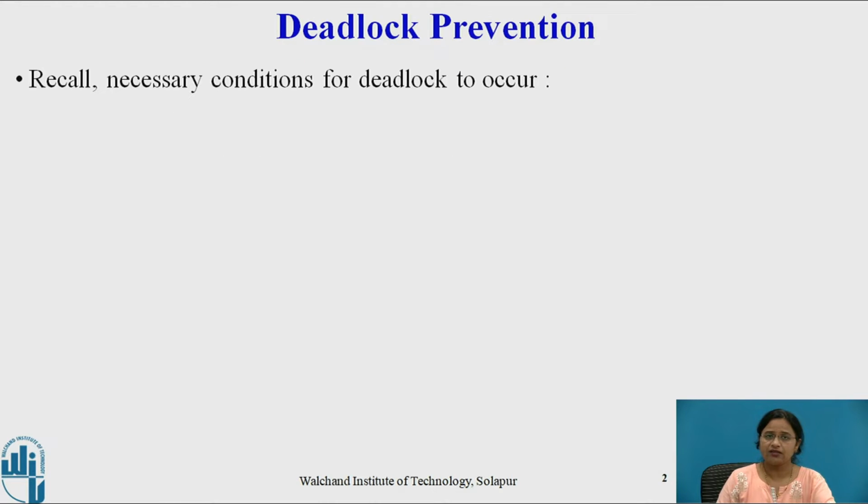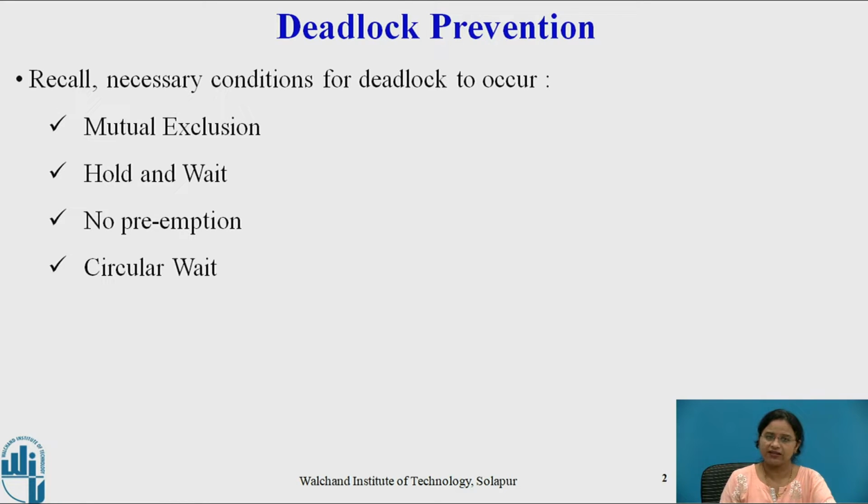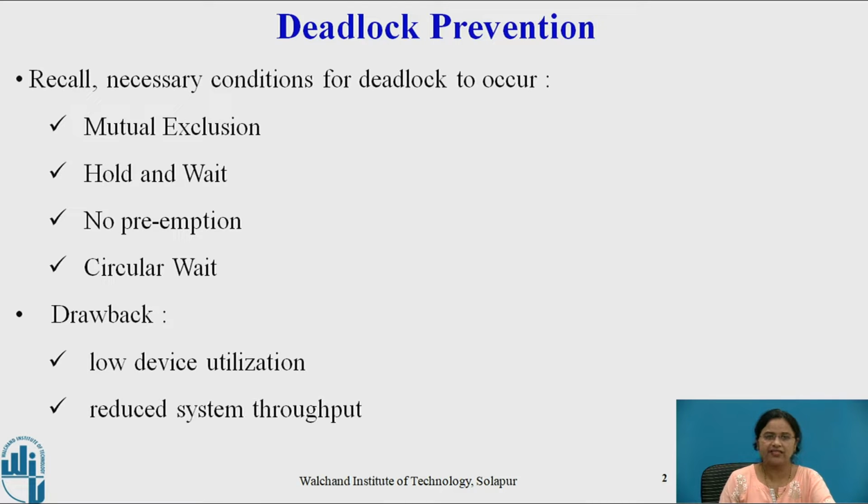Just recall deadlock prevention, which we studied in the previous video. We require 4 necessary conditions for deadlock to occur. Those 4 necessary conditions are mutual exclusion, hold and wait, no preemption and circular wait. If all these 4 conditions are present in the system, then deadlock definitely occurs. And if deadlock occurs, it results in low device utilization and reduced system throughput.